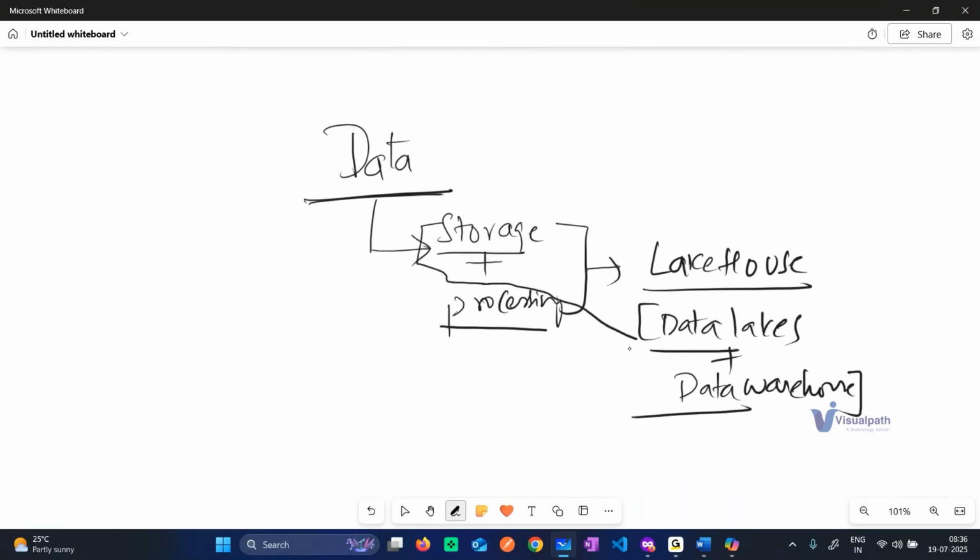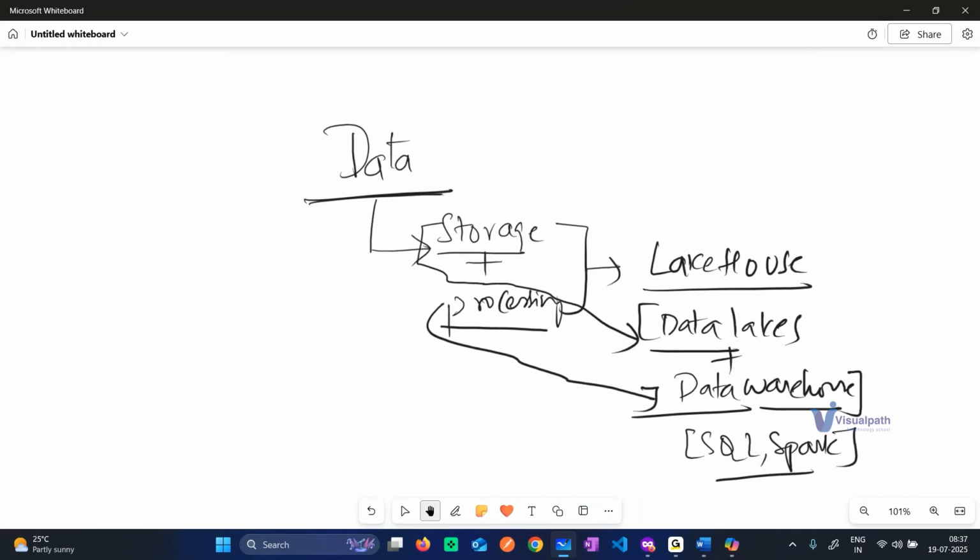Storage is addressed by your data lakes. Processing is addressed by your data warehouse. So in this data warehousing, you will get to process SQL and Spark. If you memorize this much also, you are good. And what services in Azure you will get to see? Databricks and Synapse are the services.